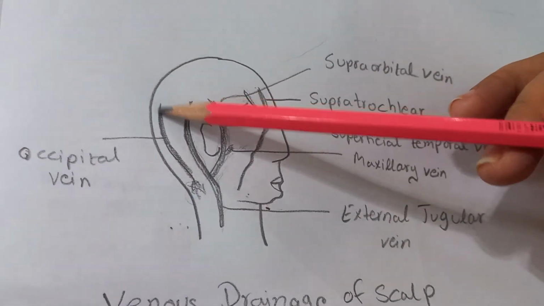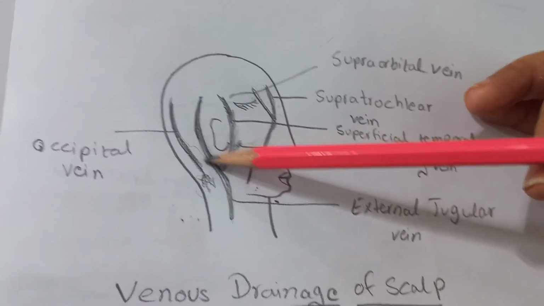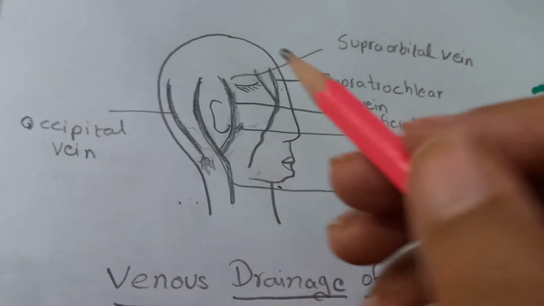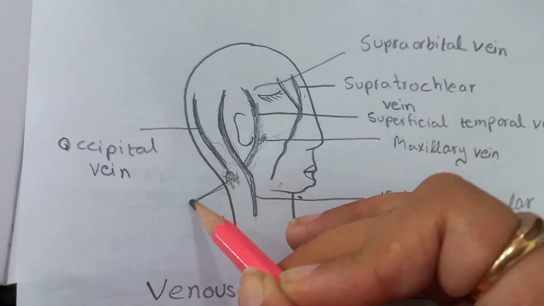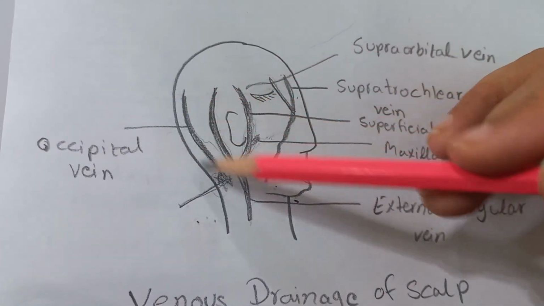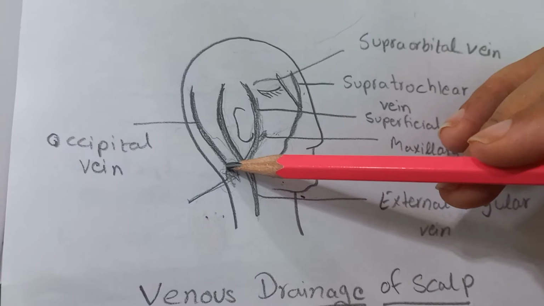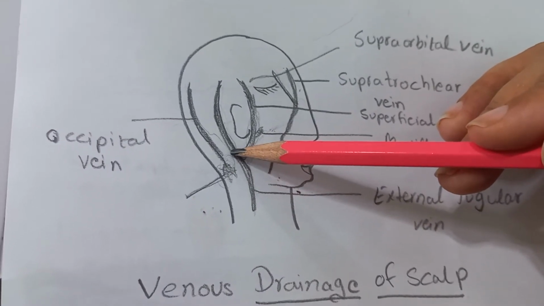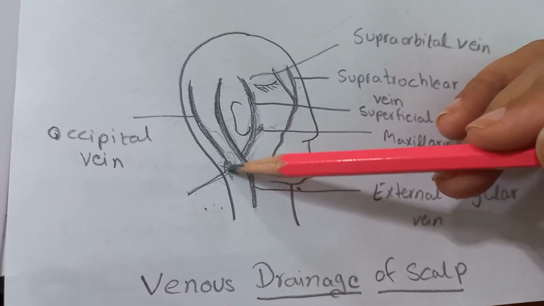Then comes the occipital vein. The occipital vein, as you can see in this diagram, drains into the suboccipital venous plexus. This is the suboccipital venous plexus. The occipital vein drains into the suboccipital venous plexus, and further the suboccipital venous plexus drains into the vertebral vein and internal jugular vein.